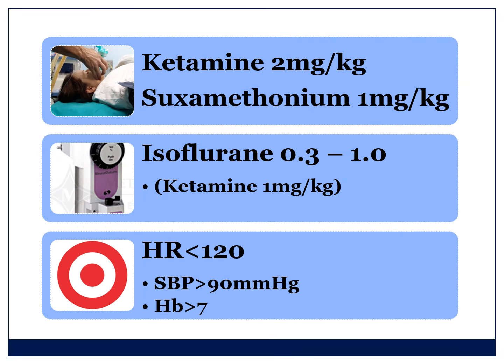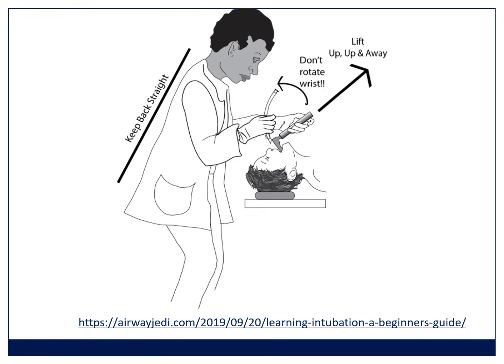to under 120. Try and keep the blood pressure above 90 systolic and the hemoglobin above 7. And that's how we take you through a ruptured ectopic, but in the stable patient, those aren't bad things to aim for either. And that'll get you through a basic general anesthetic.